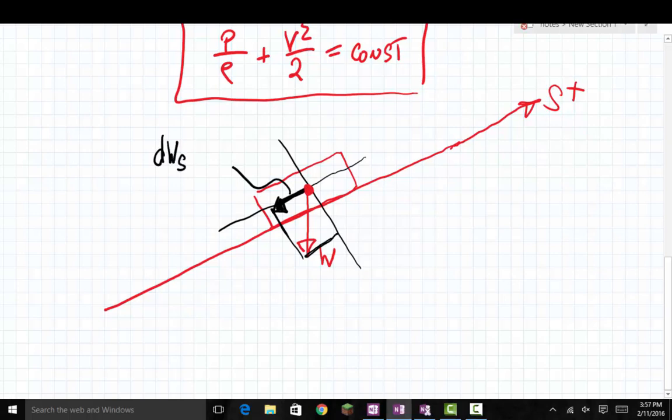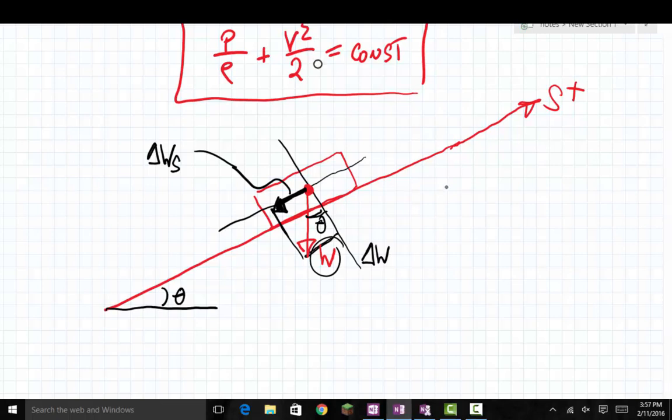So the weight of the particle is going to be delta W. I can write this as delta W sub S, the component that's along the streamline. If we know this angle theta, the tilt of the streamline, we can just write that delta W_s is equal to delta W times the sine of theta.